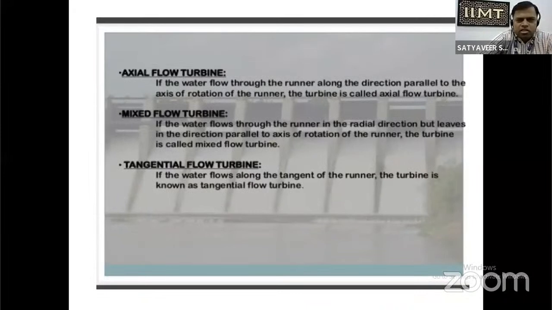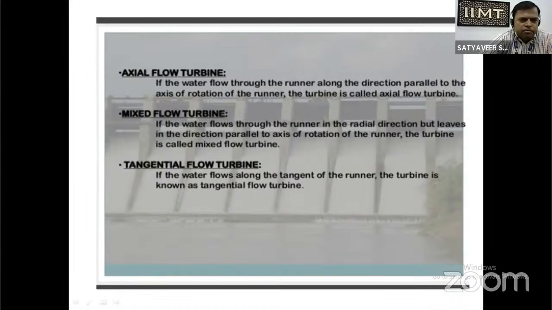Next, we can say that axial flow turbine. What is axial flow turbine? In case of axial flow turbine, if the water flows through the runner along the direction parallel to the axis of rotation of the runner, then the turbine is called the axial flow turbine.